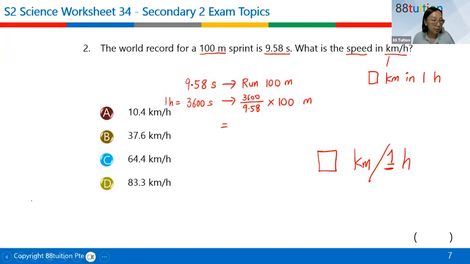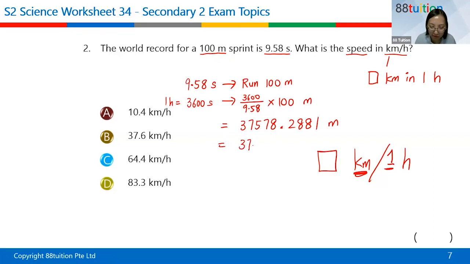Can you help me press your calculator and tell me what you have? Okay, do you get this? Meters. All right. Now the question is, I need to change it to kilometer. So to change it to kilometer, you divide by 3 zeros, right? Decimal point goes to the left by 3 places. You'll be 37.5782881 kilometer. So that will be approximately 37.6 kilometer.